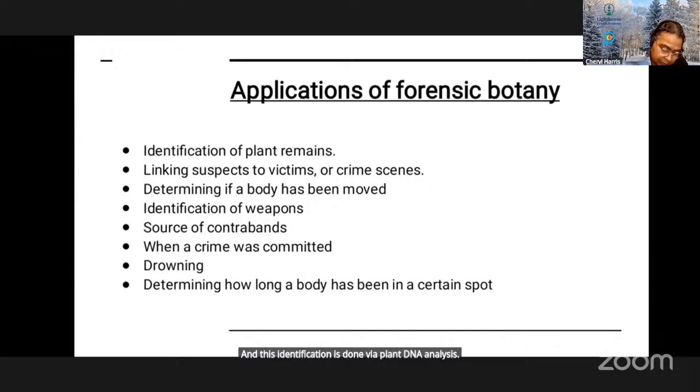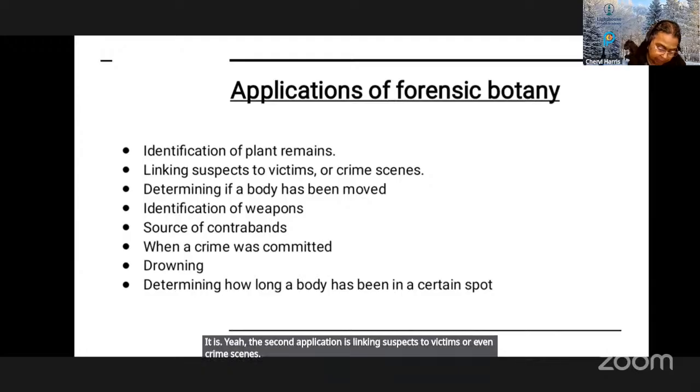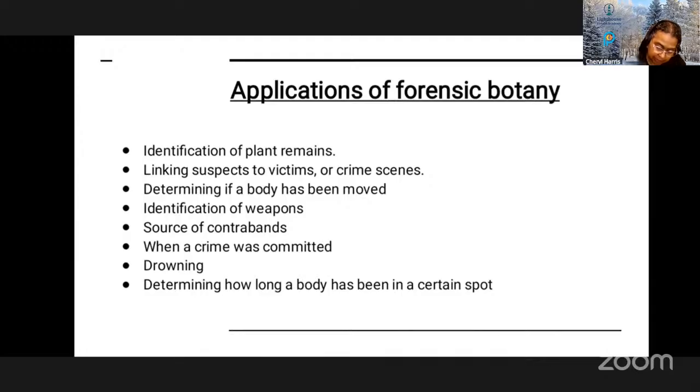DNA analysis of plant materials can be used to identify specific plant species, which is useful in linking maybe to another crime scene, to a suspect, to a victim, etc. The second application is linking suspects to victims or even crime scenes. For example, plant evidence can be used to link maybe a suspect to a crime scene.